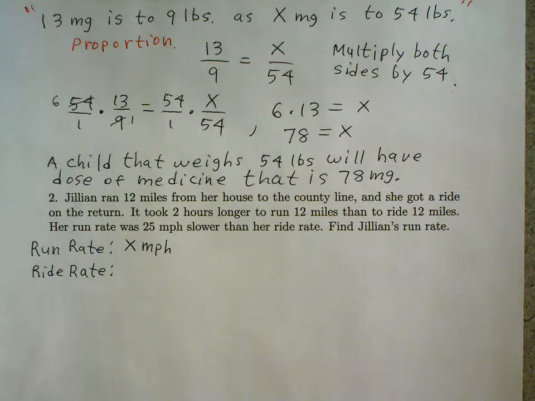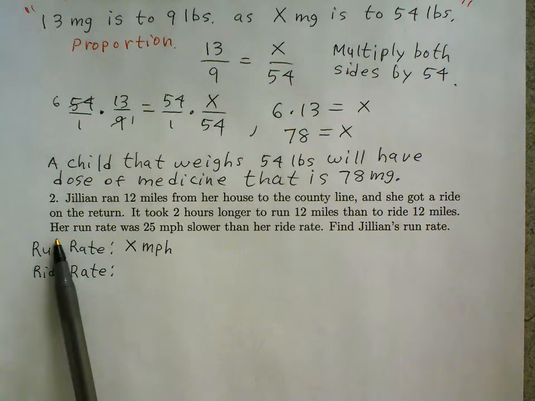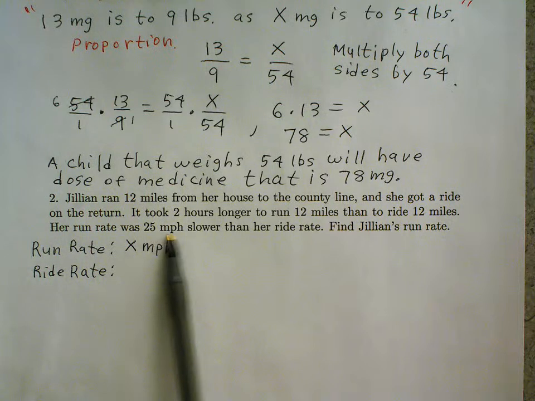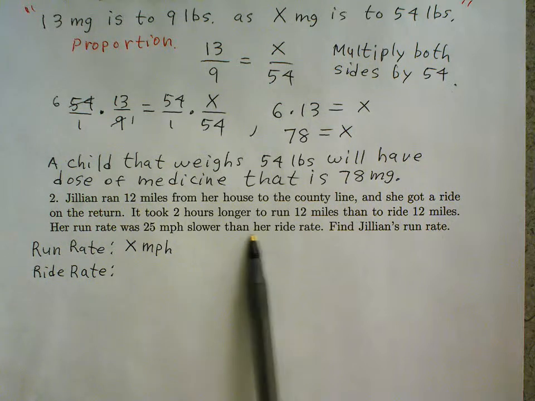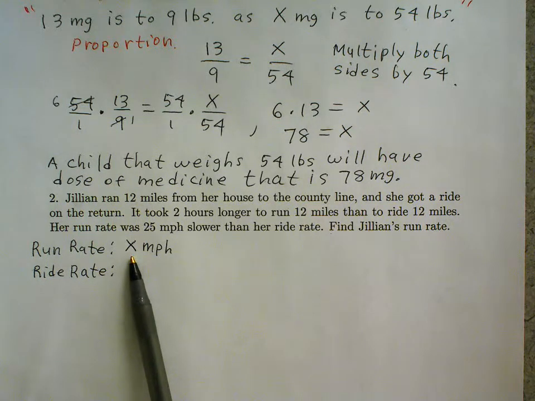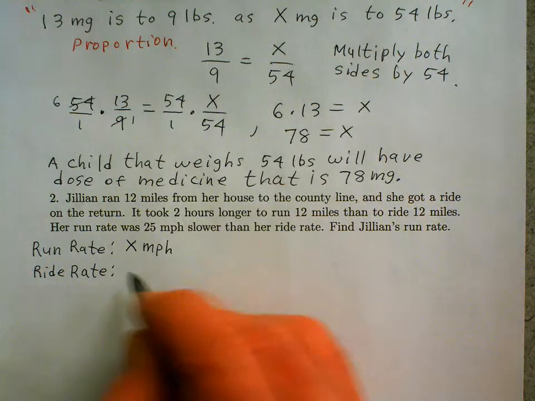Miles per hour slower. In the third sentence, it says her run rate was 25 miles per hour slower than her ride rate. So if the run rate is X miles per hour, how do we represent the ride rate? X plus 25 miles per hour.